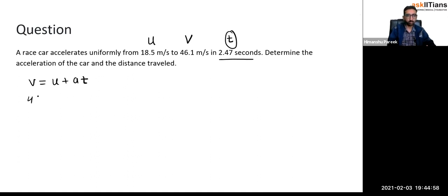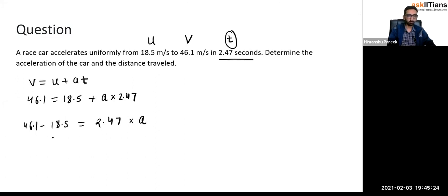So final velocity is 46.1. This is 18.5. Acceleration we have to calculate. Time is 2.47. You can take this on the left hand side. So this will become what? Now you just have to subtract it. 46.1 minus 18.5 is equal to 2.47 multiplied by a.